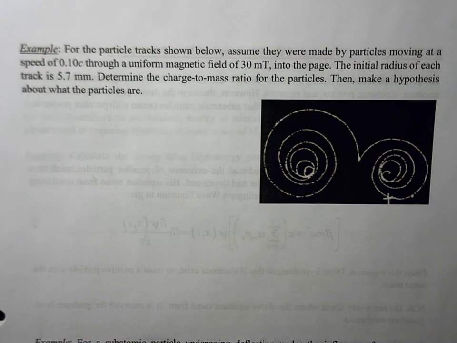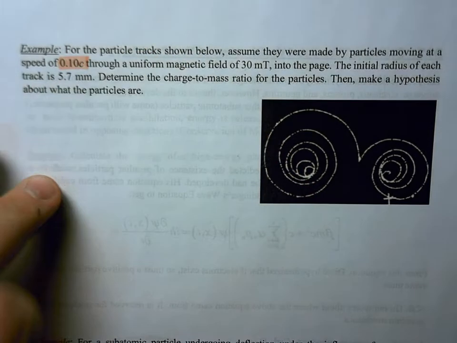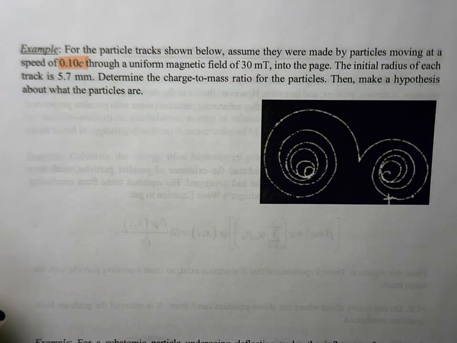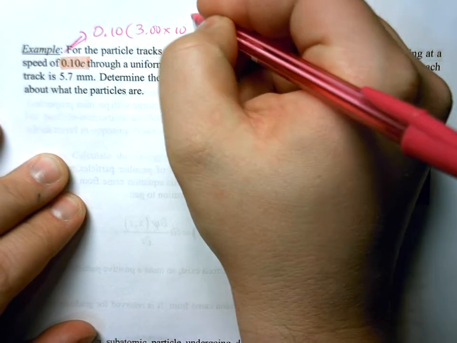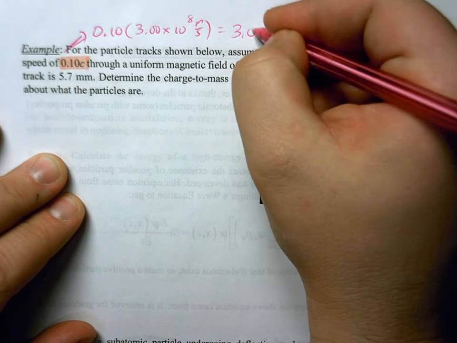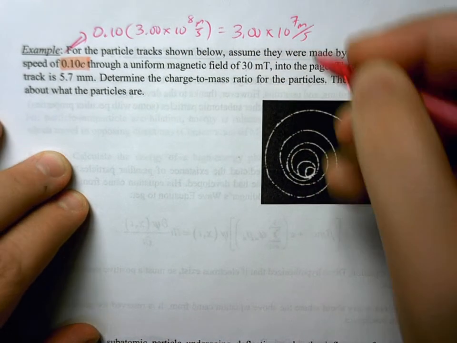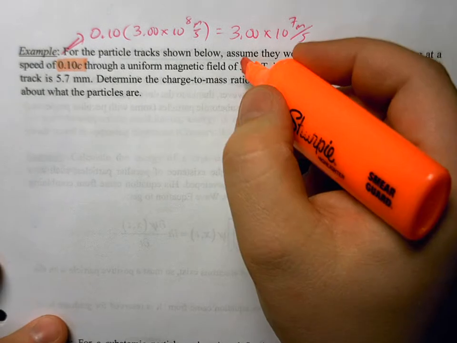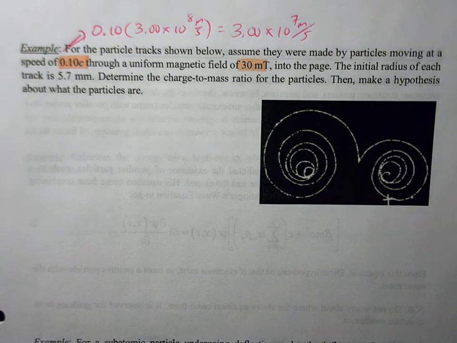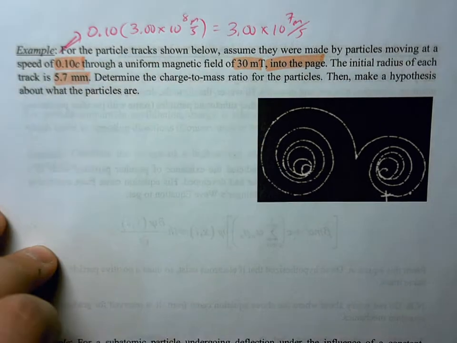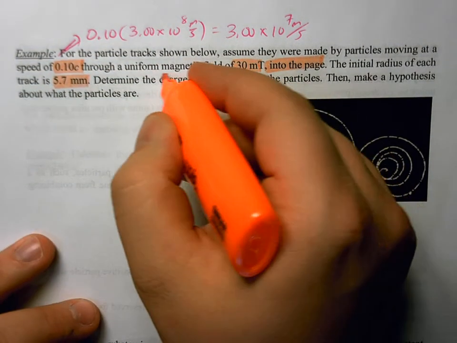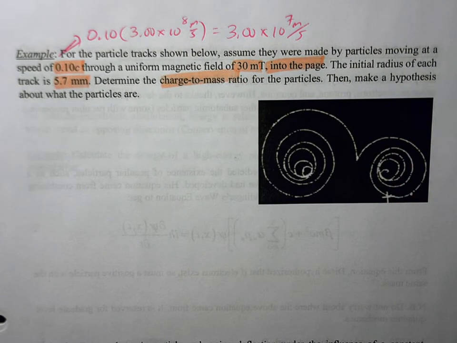Alright, so we have particle tracks shown below. We're going to assume that they're made of particles moving at a speed of 0.10 c. That notation is just telling us we're moving at 0.10 times the speed of light, or 3 times 10 to the 7 meters per second. And it's moving through a uniform magnetic field of 30 milliteslas into the page. The initial radius of each track is 5.7 millimeters. What we want to do is determine the charge to mass ratio for the particles, and then make a hypothesis about what these particles are.